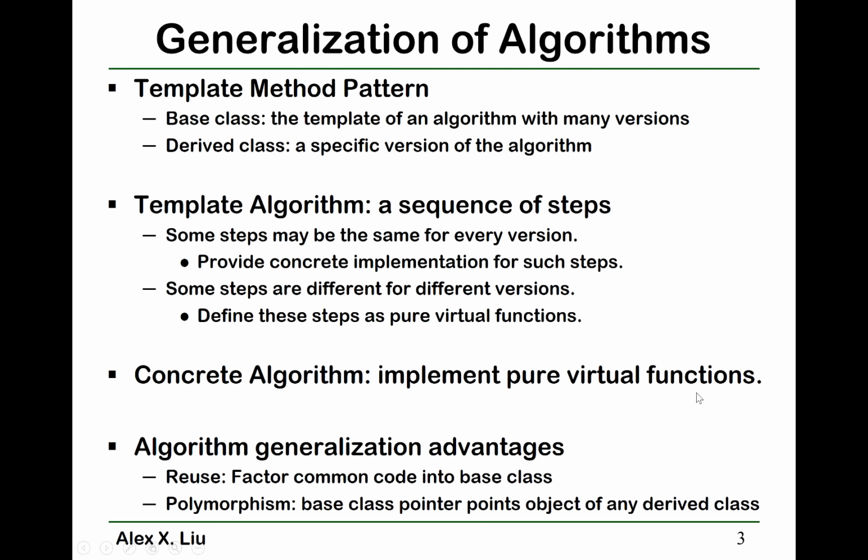So this generalization allows us to do software reuse. Basically, we can factor the common code among different versions of the same algorithm into the base class. We basically implement this algorithm only once, and in each variant, we only implement the things that are different for different variants. And polymorphism is another advantage, because the base class pointer can point to objects of any derived class. Basically, the base class template can point to any objects of this derived class, basically different versions of the algorithm.